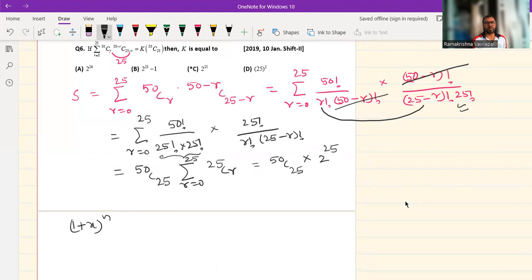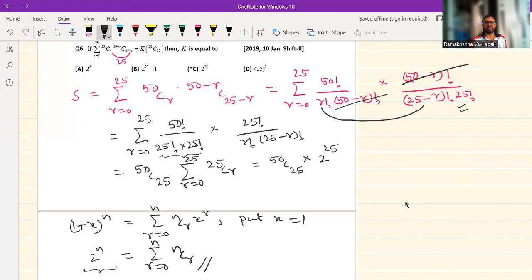(1+x) whole power n equal to sigma nCr x to the power of r, r equal to 0 to n. Put x equal to 1. We get left side 2 to the power of n and right side sigma r equal to 0 to n of nCr. So the sum of binomial coefficients is 2 to the power of n. Here n value is 25.